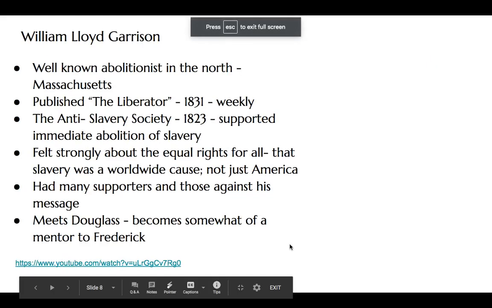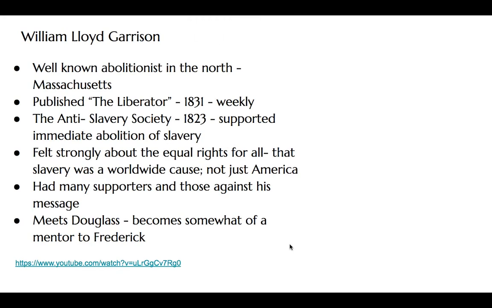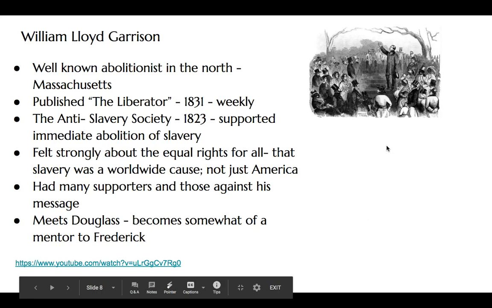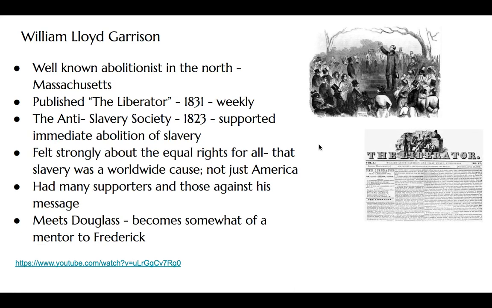So let's talk a little about William Lloyd Garrison. He's mentioned in the video, and I mentioned him earlier as well. But he was a well-known abolitionist in the North. He lived and grew up in Massachusetts. And some of his most famous work would be The Liberator in 1831. He also established the Anti-Slavery Society in, that should be 1832. Excuse me, that's a typo.